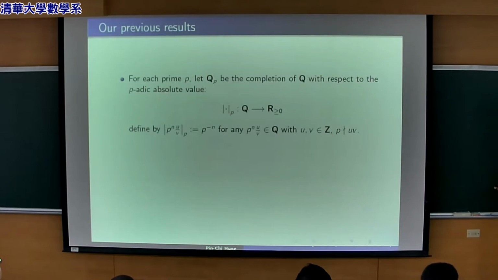Instead, you can also consider another kind of absolute value, called the p-adic absolute value, which is defined as follows. You can write a rational number in this form, p^n times u over v, where u and v are not divisible by p. The absolute value of p^n is defined to be p^(-n). You can check this defines an absolute value, and it is non-equivalent to the usual absolute value. If you do the completion with respect to this absolute value, you get a complete field containing Q. This is called Q_p.